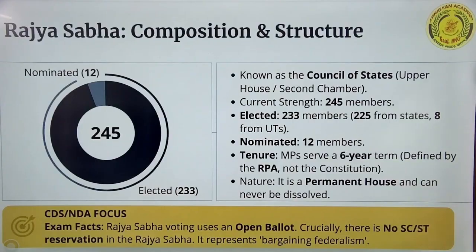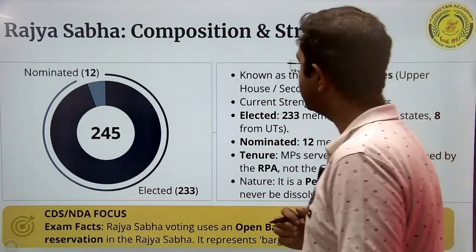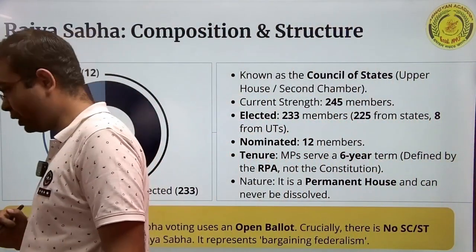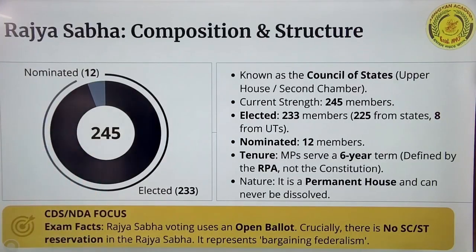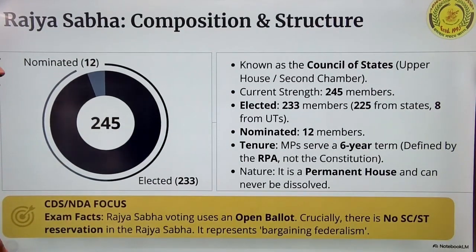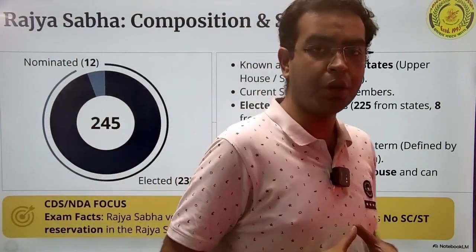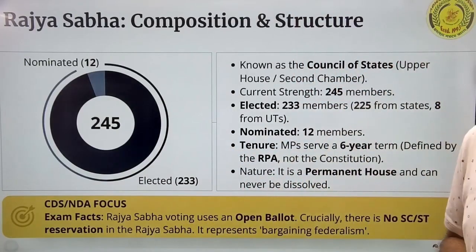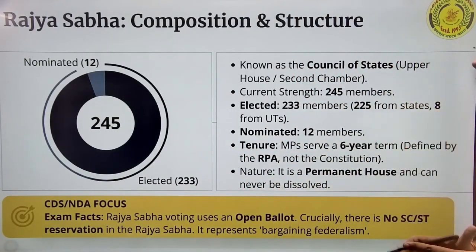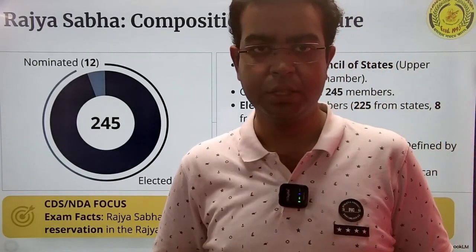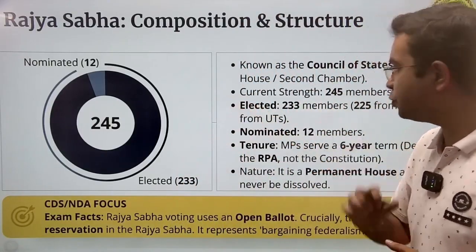Now, let us look at the houses of the Parliament. First, the Rajya Sabha. The total strength of Rajya Sabha is 250 seats. Out of 250, the current occupied strength is 245.